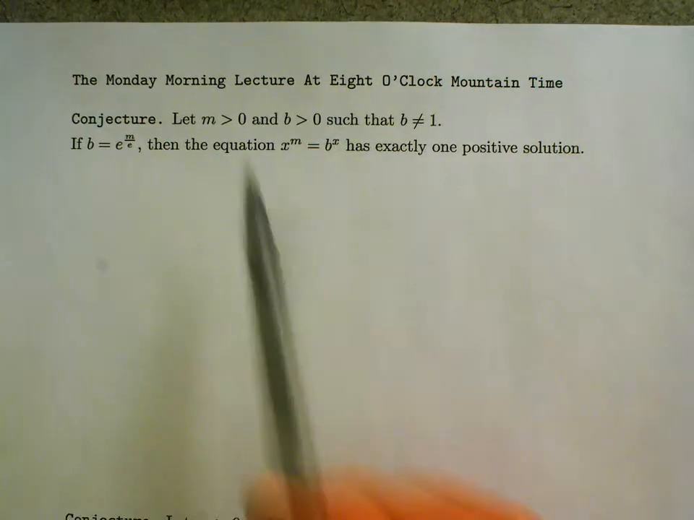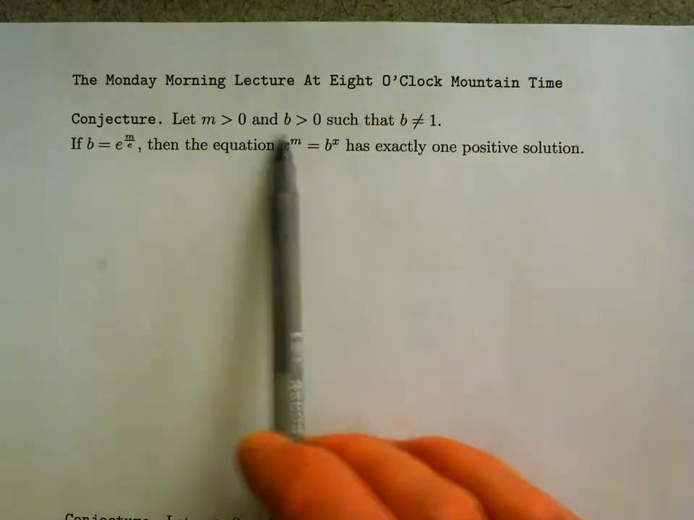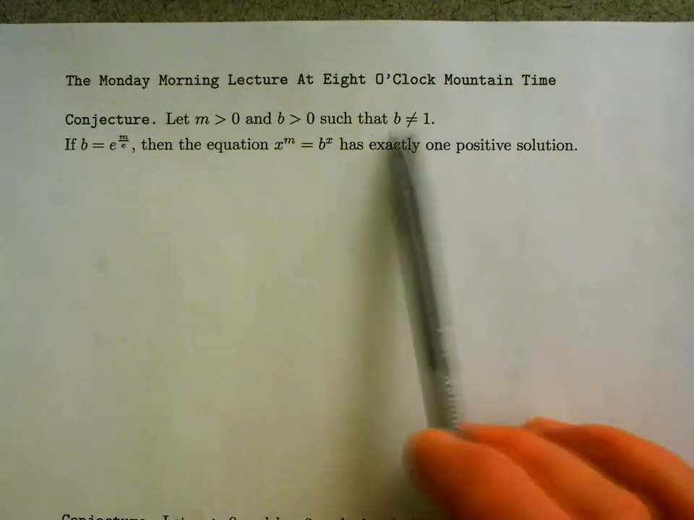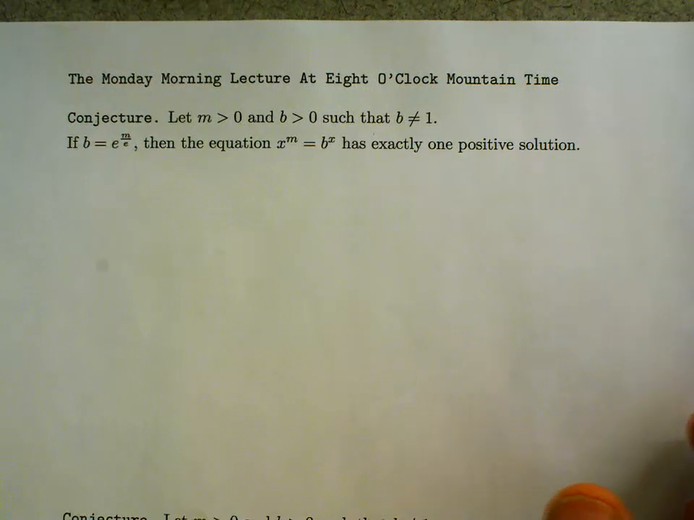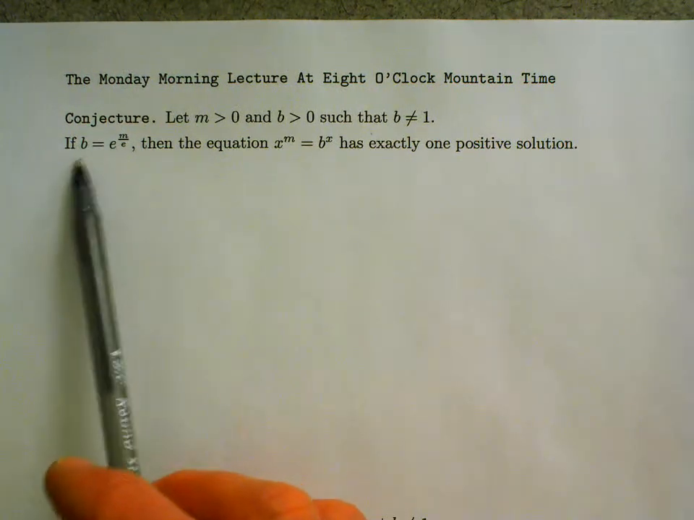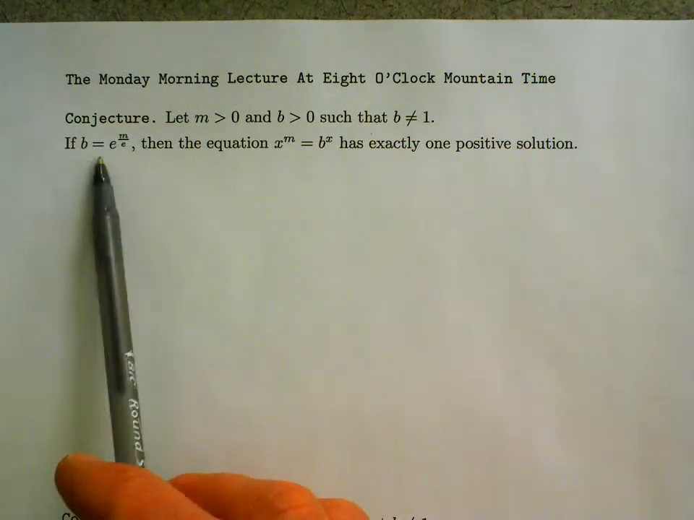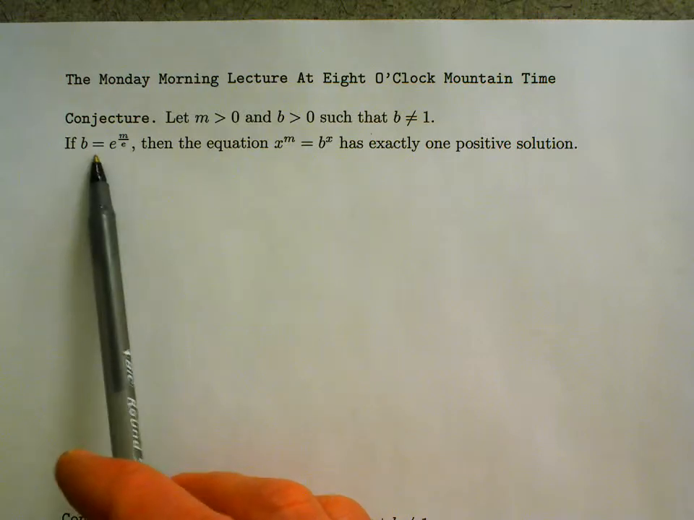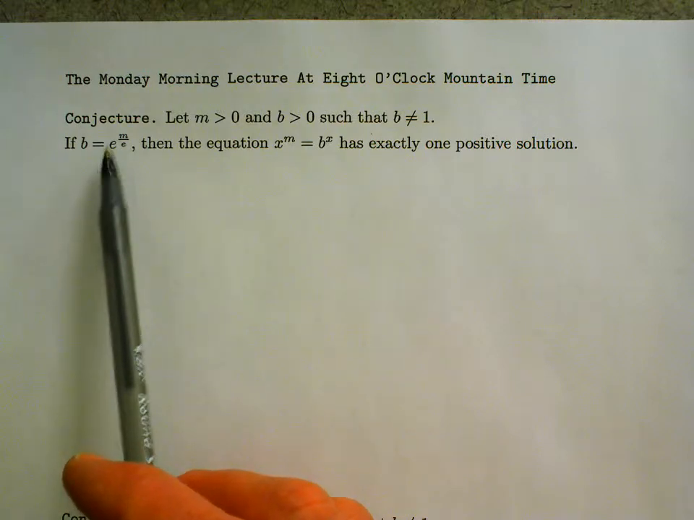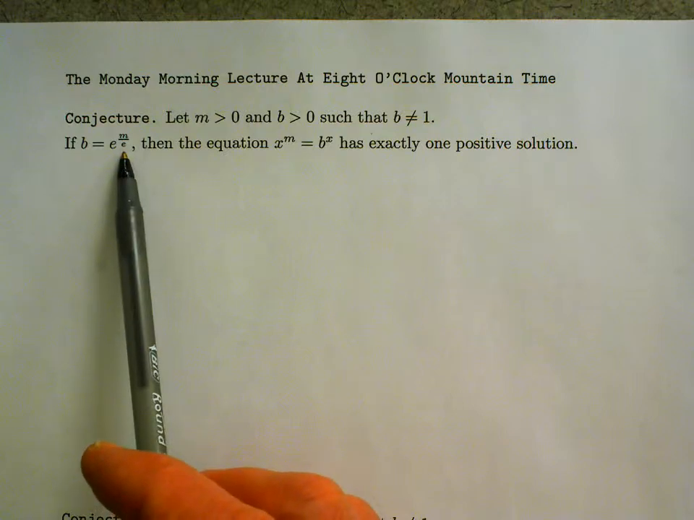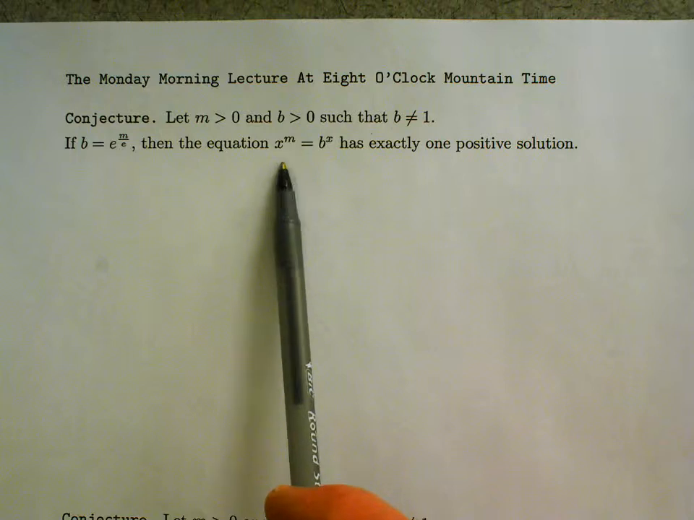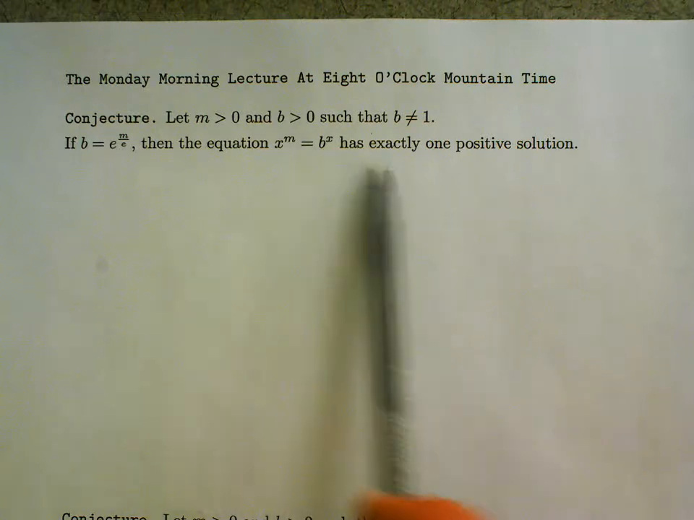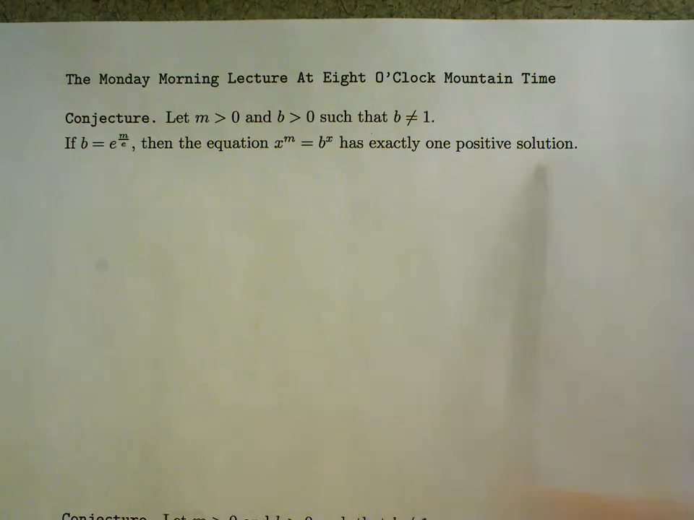so once again, we let m be a positive number and we let b be a positive number that's not equal to 1. And so I'll show here that if the base number b is equal to the number e raised to the exponent m divided by e, then the equation x to the m equals b to the x has exactly one positive solution.